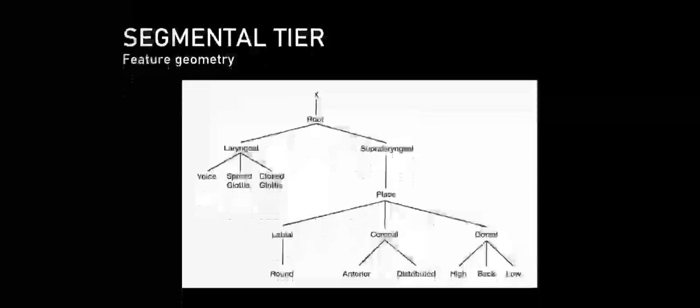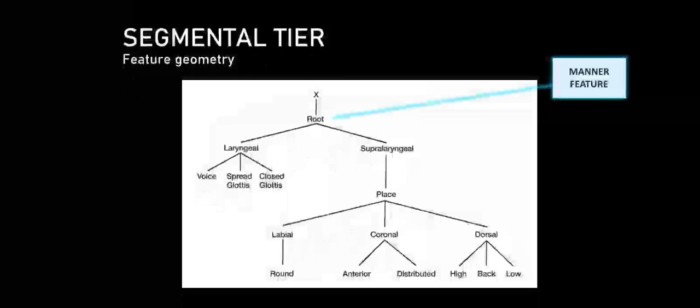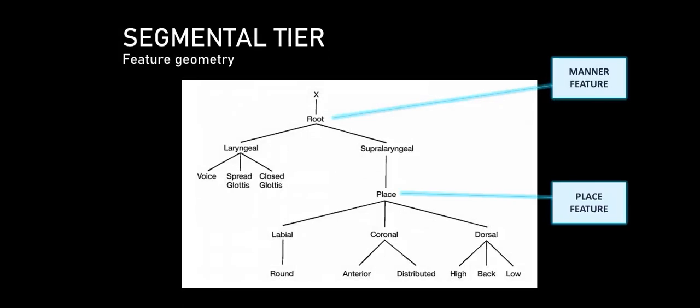This hierarchical tree structure is also known as the feature geometry. Here, the root node represents the manner of articulation of the speech sound, whether it is sonorant or consonantal, continuant or nasal. And the place node represents the place of articulation, indicating if it is a labial or coronal or a dorsal sound. Finally, the laryngeal node represents voicing, that is, if it is a voiced or a voiceless sound.